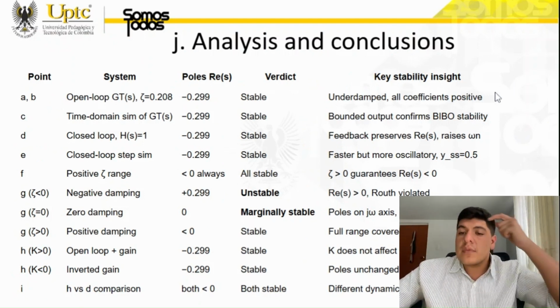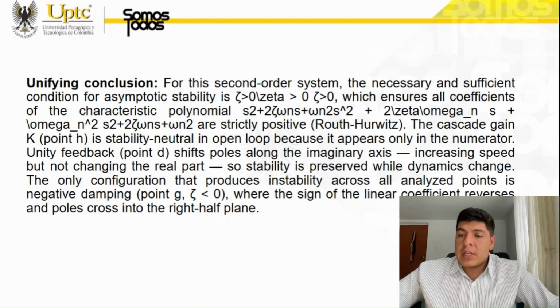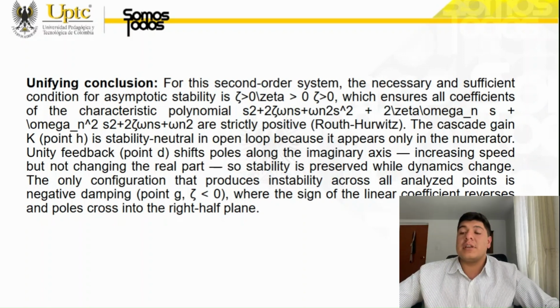In point I, we compared the open loop and closed loop system. The closed loop system responds faster but has more overshoot. Final point J, analysis of stability. The condition is that the damping ratio must be greater than 0 for the system to remain stable.